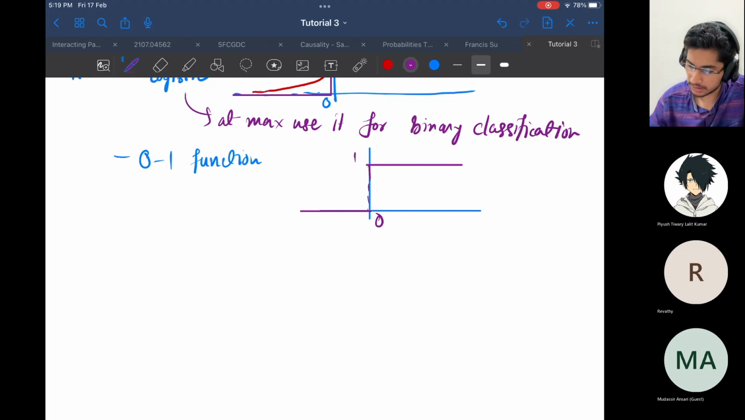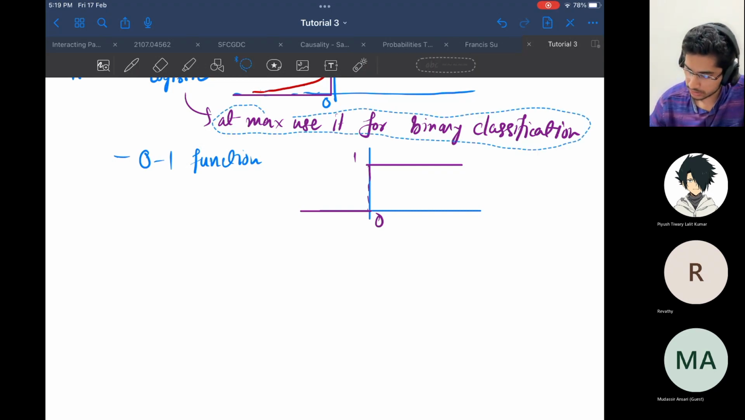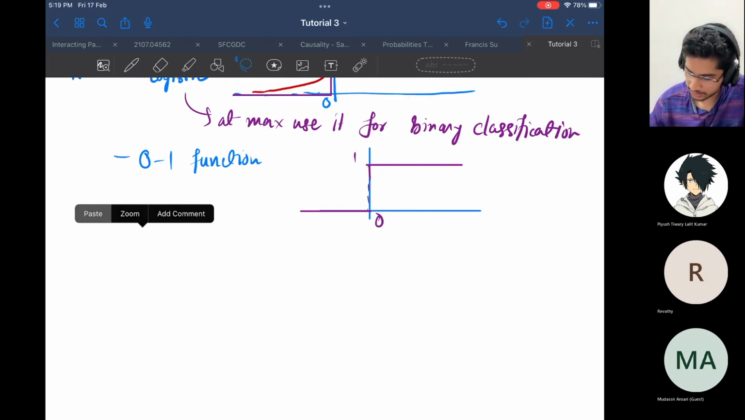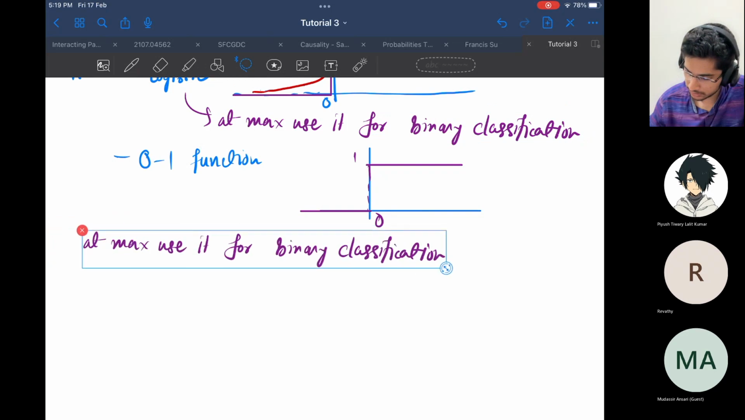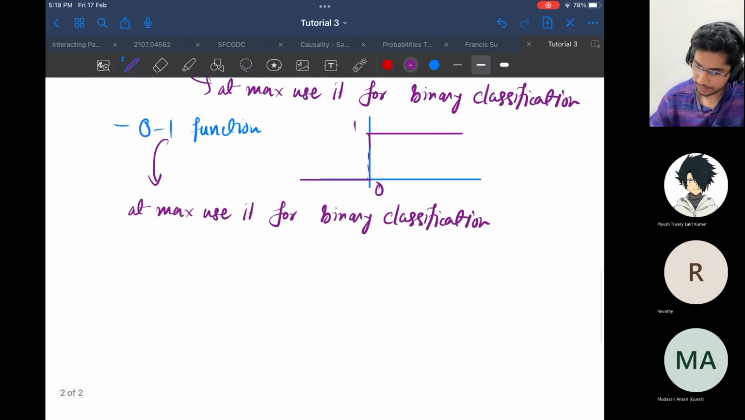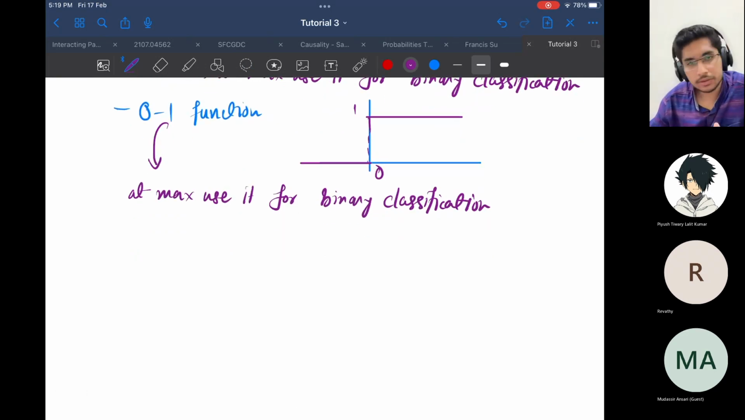So again, same issue, right? Let me just copy this thing here that I have written, because the argument remains the same. Okay, let me paste it. And I will just mark an arrow here. And again, the 0-1 function is also not desirable because you have a discontinuity here. So it won't be differentiable at x equal to 0. And again, you won't be able to use it efficiently.